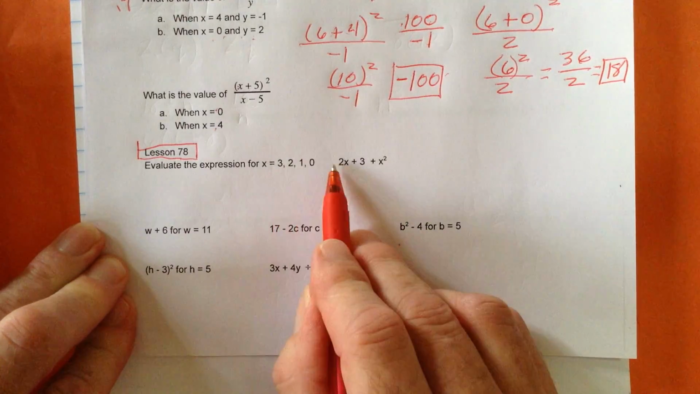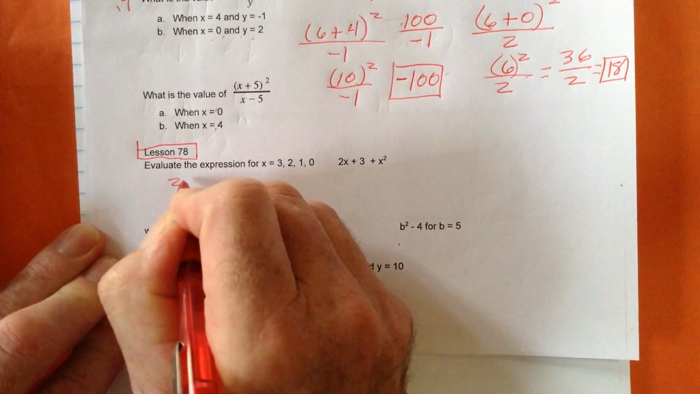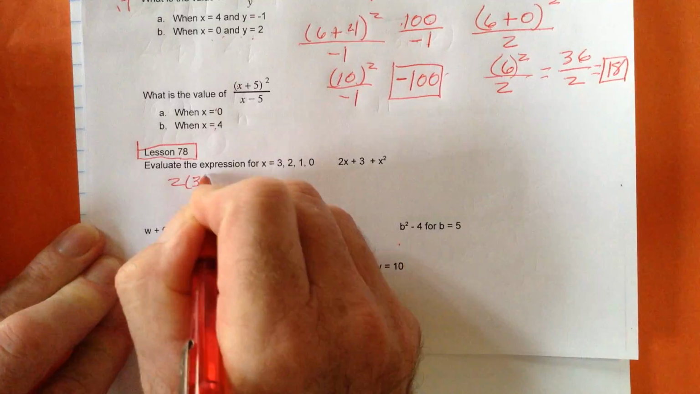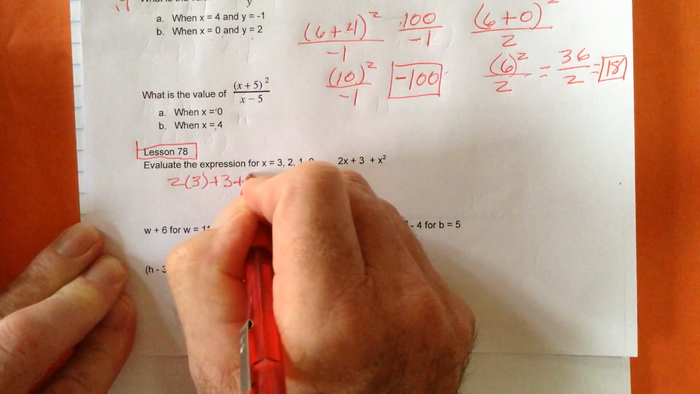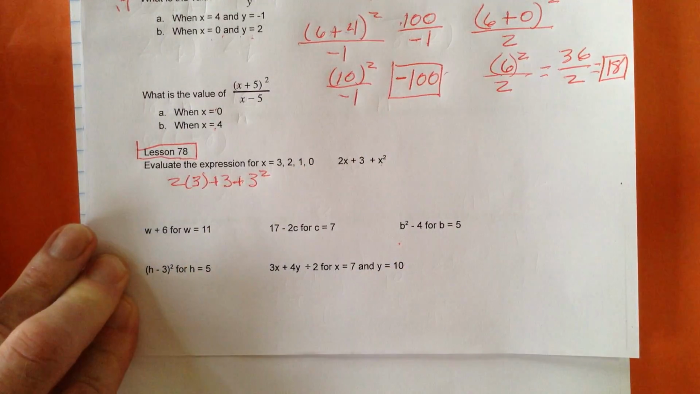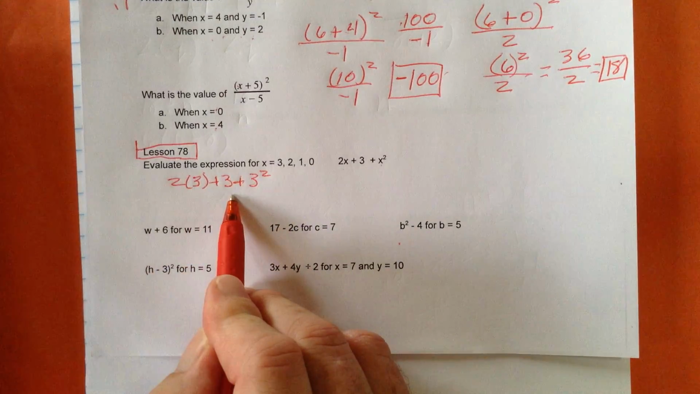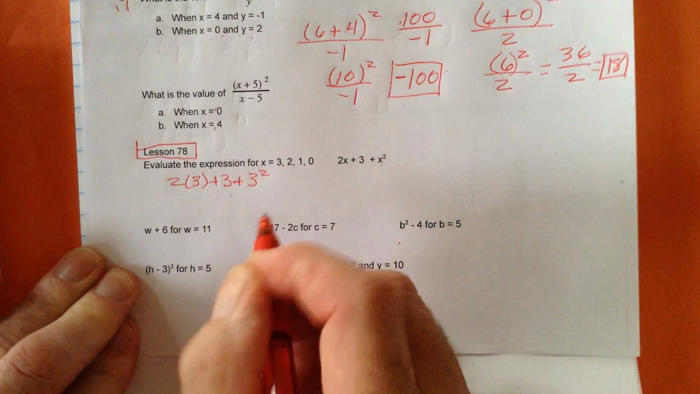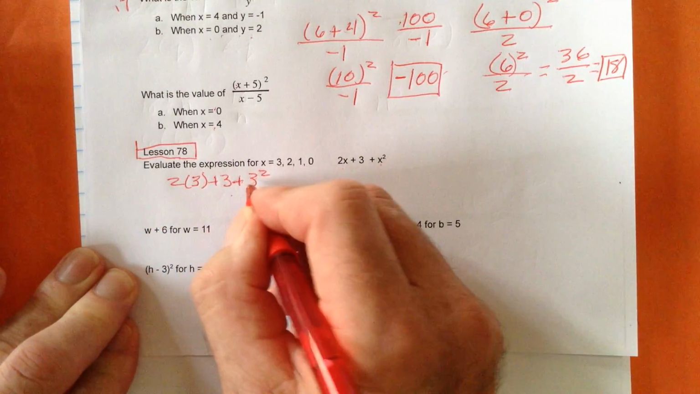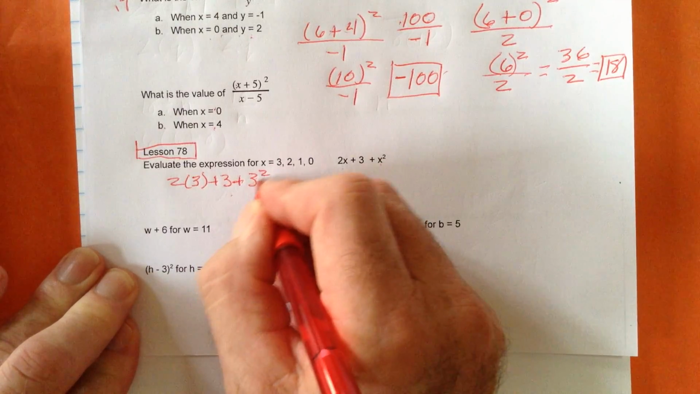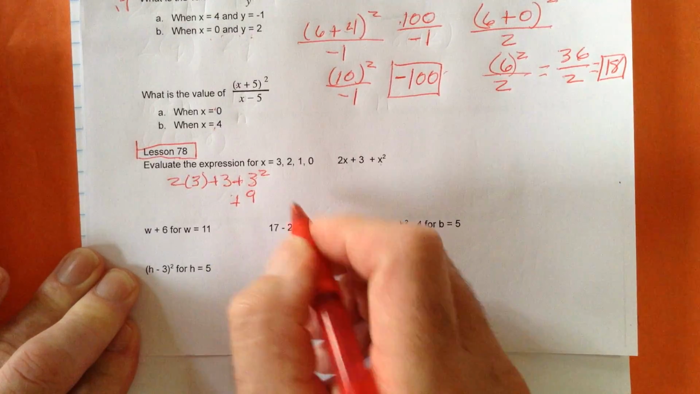They say if x is 3, so you go 2 times x, where x is 3, plus 3 plus x is 3 to the second. Okay, so we're going to evaluate first with the 3. So here again, we have to do the exponent first. There are no parentheses here, but 3 times 3, you've got an exponent, this will be 9, and I've got the rest here.